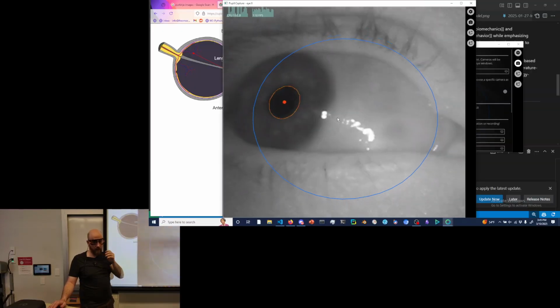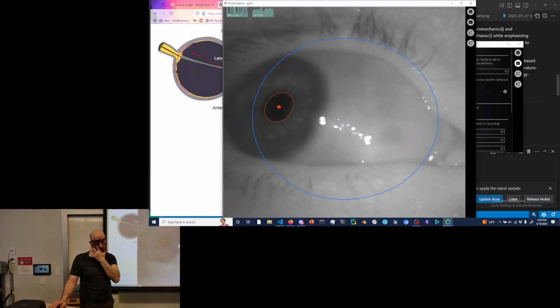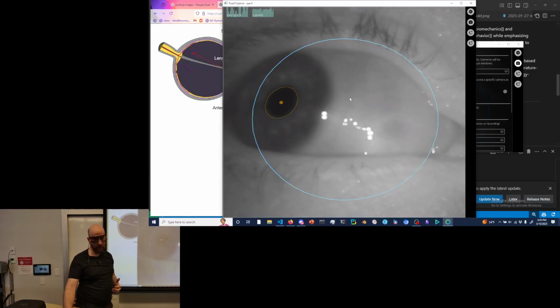Yeah, you can also see my contact lenses. You see that edge right there? Right around there.